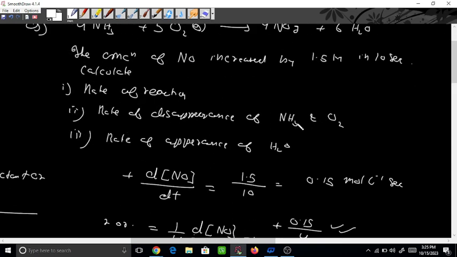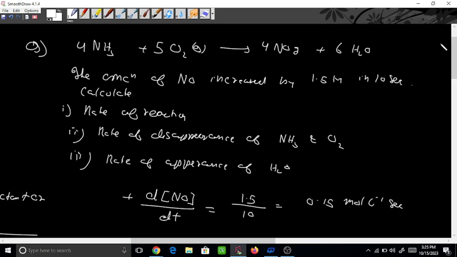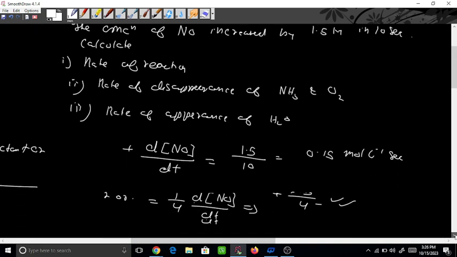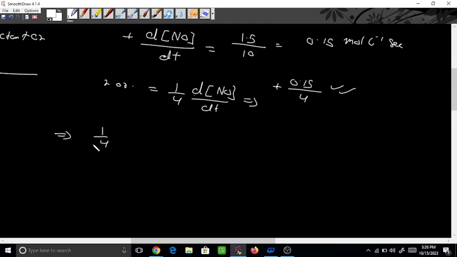So the rate of disappearance of NH3 and O2 they have asked. How will we write the rate of disappearance of NH3 from the equation? But we don't know dNH3 by dt, right? Just first tell me how we will write it. It will be minus 1 by 4 dNH3 by dt, in a bigger bracket. This value you need to know, then you will find out the rate of disappearance of NH3.